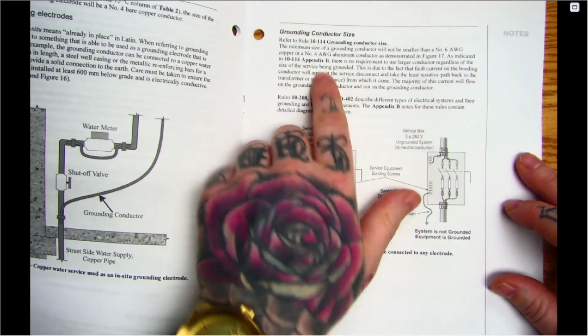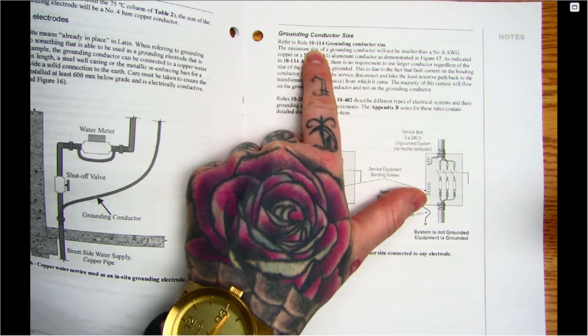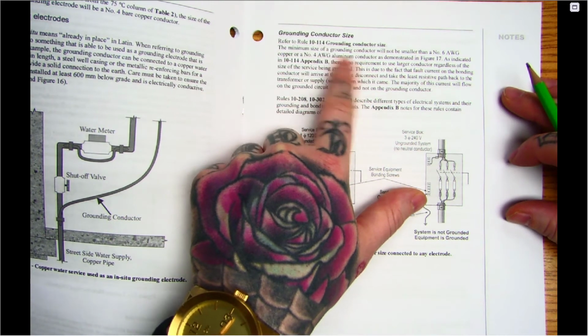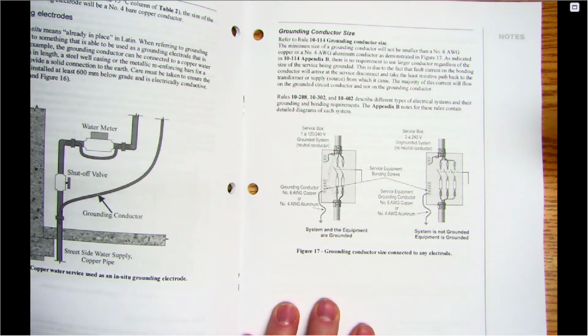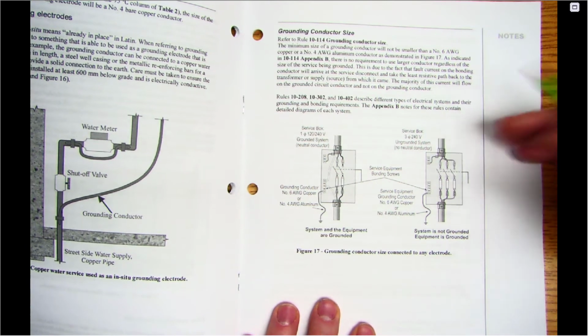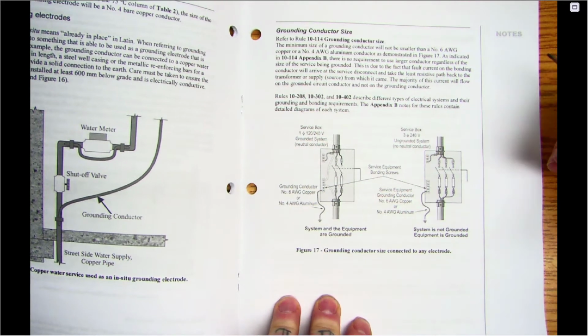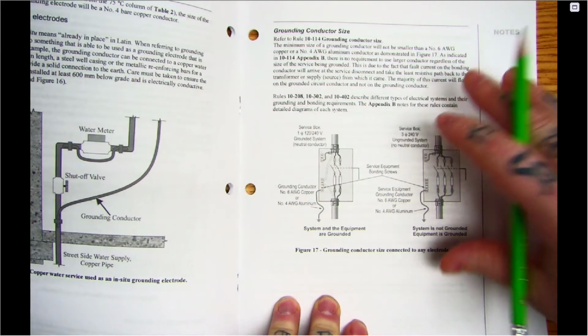Then it gets into grounded conductor size. So now we know how to do it. What size are they going to be? So 10-114 is going to tell us our defaults. Again, remembering that this is the minimum. Code is minimum. You might do something above and beyond this at work. Could be your company spec, customer spec. Regardless, ours is based off the minimum.